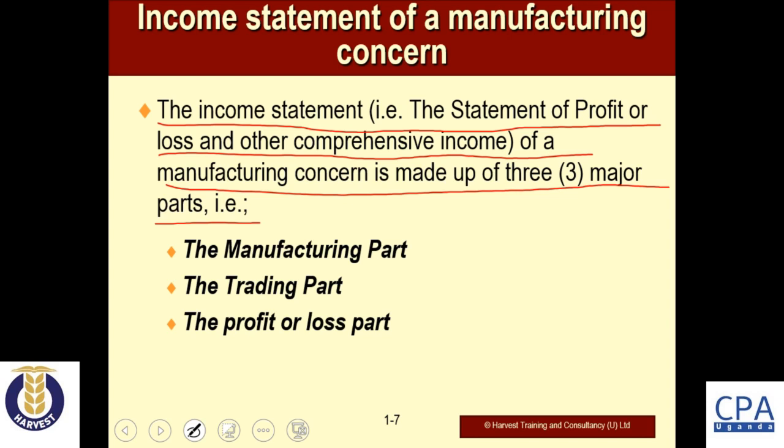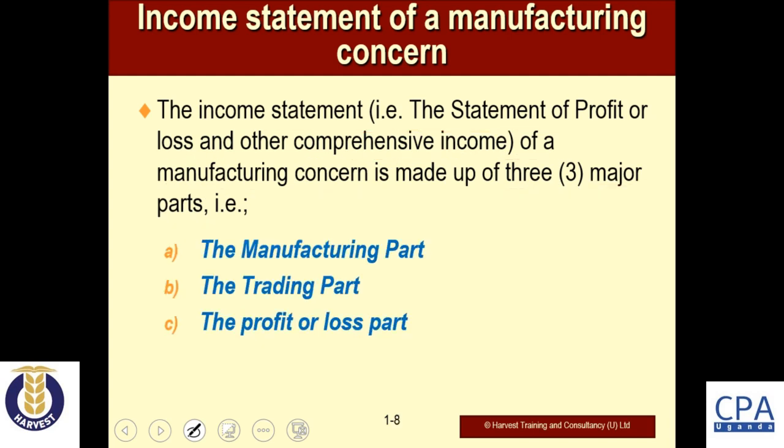Here we have the first part, which is the manufacturing part or the manufacturing account. Then we have the trading part, which is the trading account. And then we have the profit or loss part, which is the profit or loss account. So these are the major parts that make up the income statement of the manufacturing concern. Our discussion is going to move into what all these parts are made up of, looking at the major elements that make up the different parts of the manufacturing income statement.